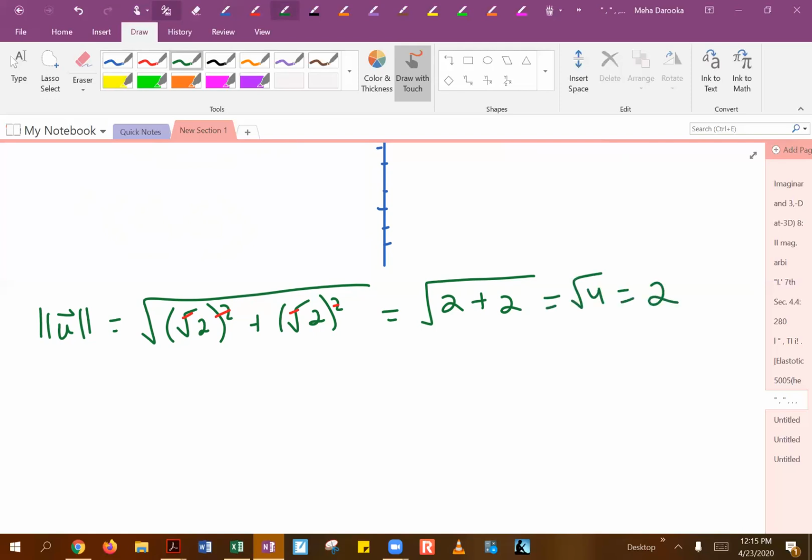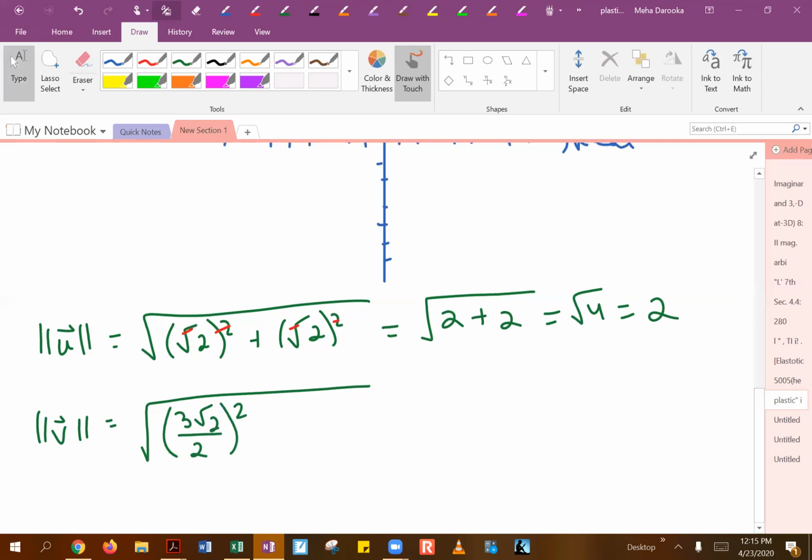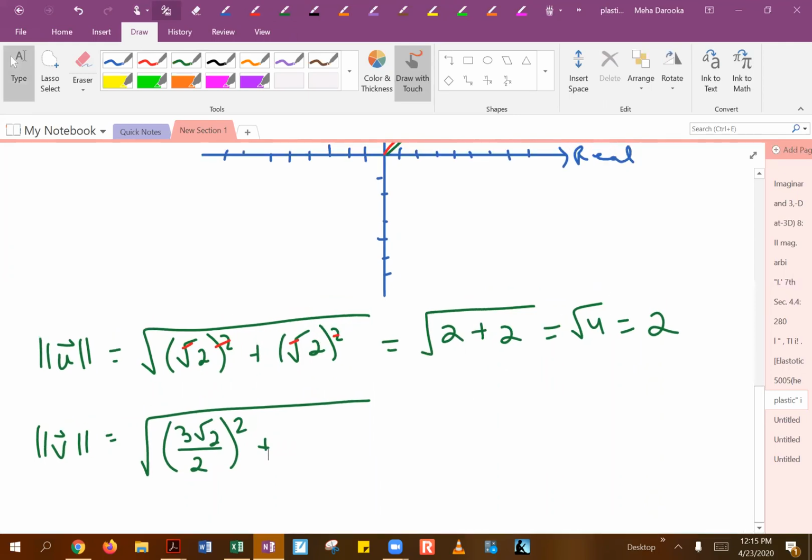Now what will be the magnitude for vector v? So these guys were 3 times square root of 2 over 2. Square that. Same thing for the other guy.